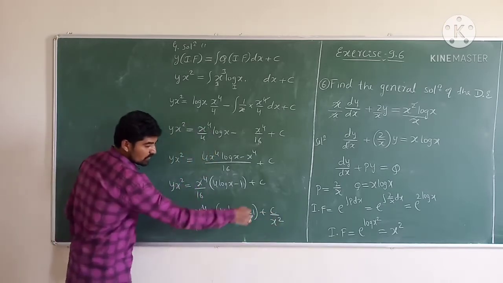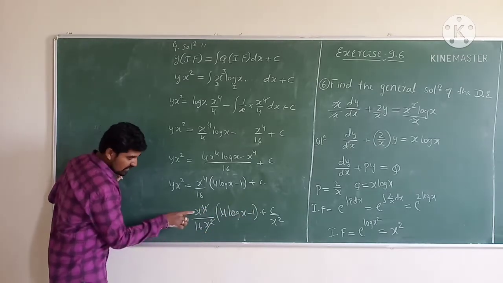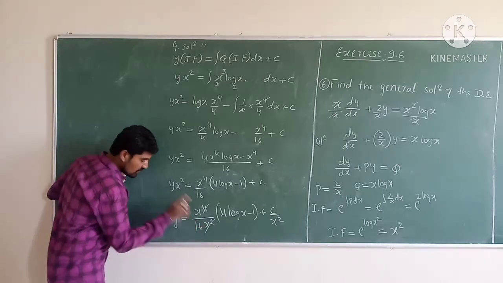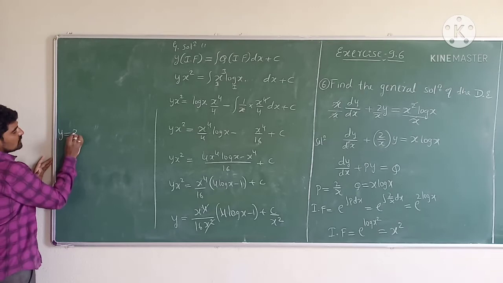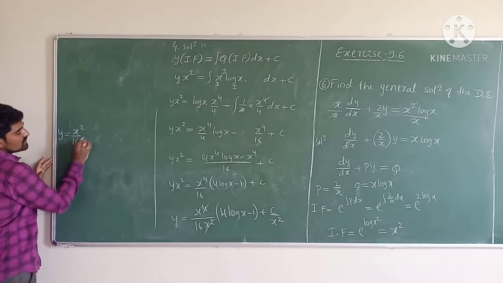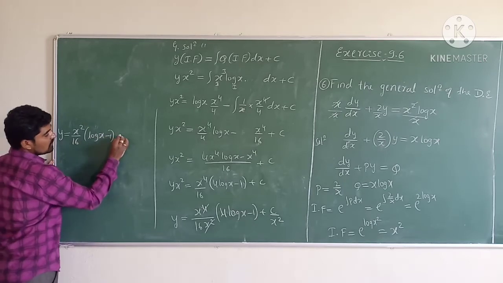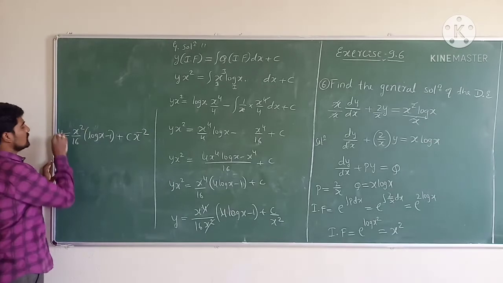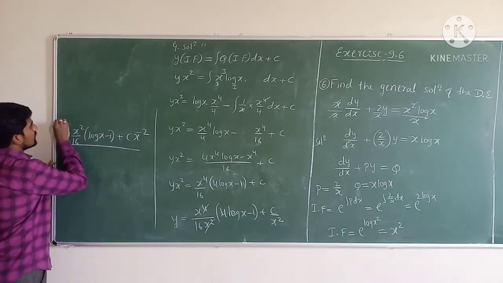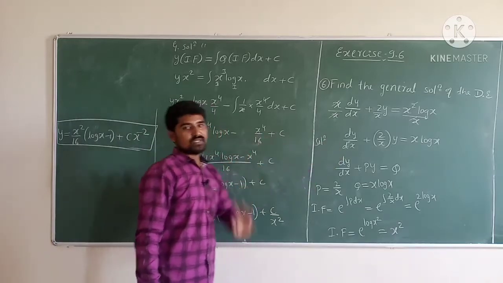x square and x square get cancelled. Remaining x raised to 4 and x square cancel together, remaining x square. Therefore, the value of y is equal to x square divided by 16 into log x minus 1, plus c into x raised to minus 2. So this is the required general solution for the given differential equation.